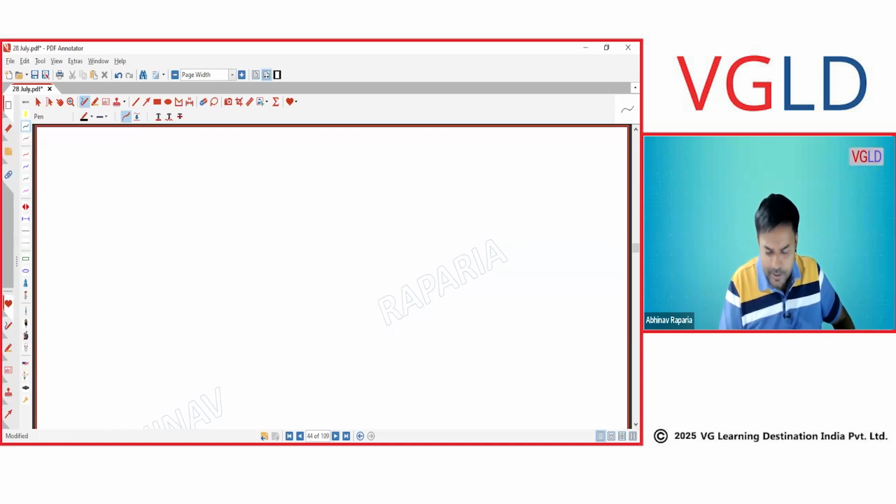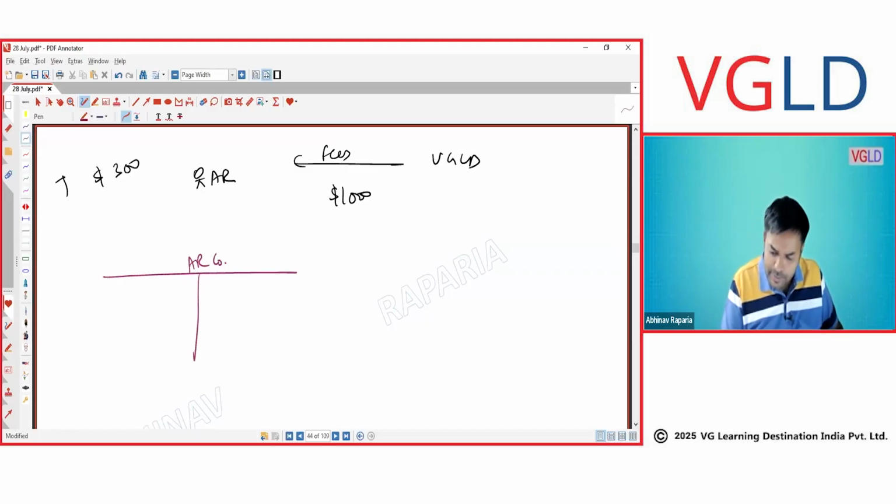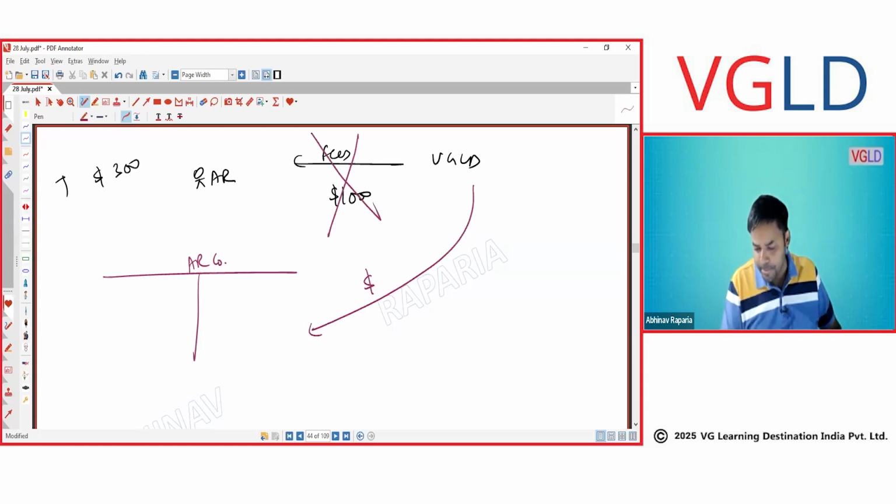For example, let's say I'm associating with VGLD and they pay me fees. If they pay me $1,000 and I'm sitting in the 30% tax bracket, I will pay $300 tax. Instead, I'll try to create a company, maybe AR company. So instead of taking the fees in my personal name, I'll take them in my company's name. Income I'll show here: $1,000.